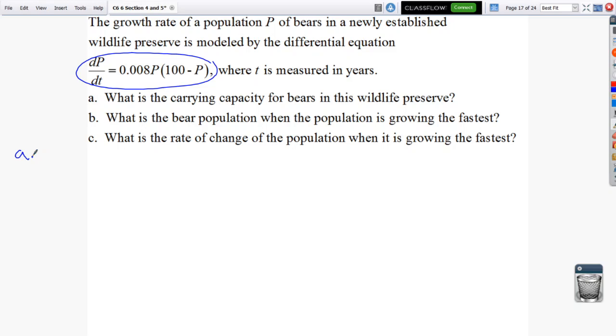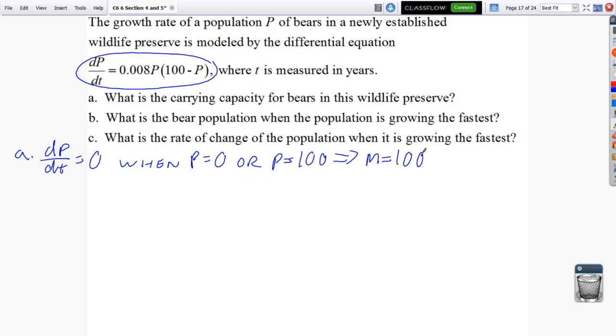So what I like to do in part A: the carrying capacity occurs when the growth rate is 0. There are two times where I'm going to have a growth rate of 0. Population is 0, well, that would be 0. I look for anything else that's going to make dP/dt equal to 0. So dP/dt is equal to 0 when p equals 0, or, looking at this equation, I see if I plug in 100, I'm going to get 100 minus 100. 100 minus 100 is 0. 0 times whatever is going to give me a growth rate of 0, right? So that's when p is equal to 100. So therefore, the maximal carrying capacity is equal to 100.